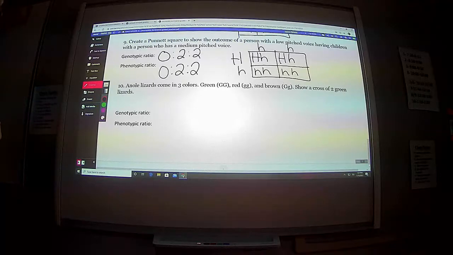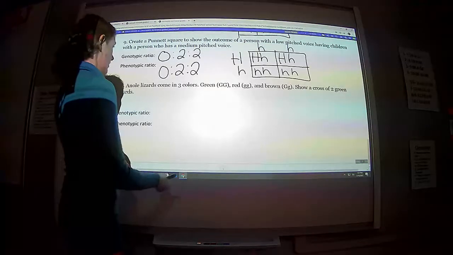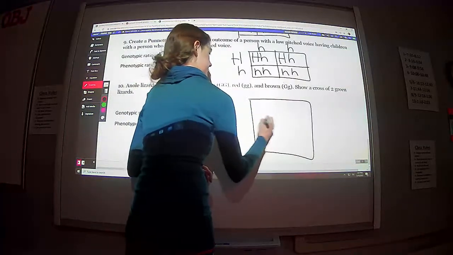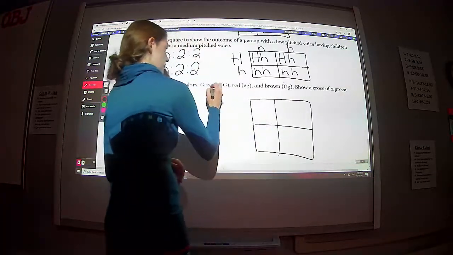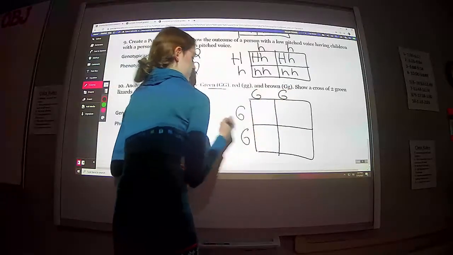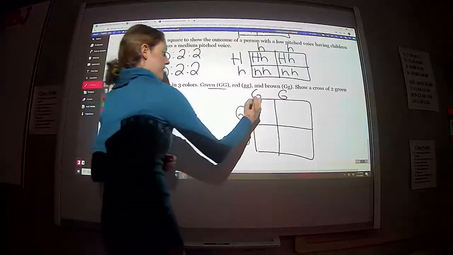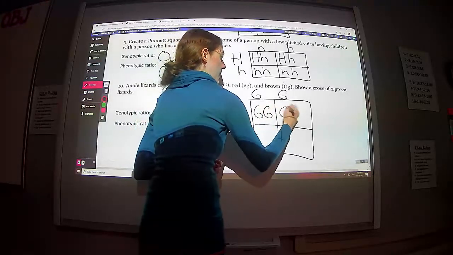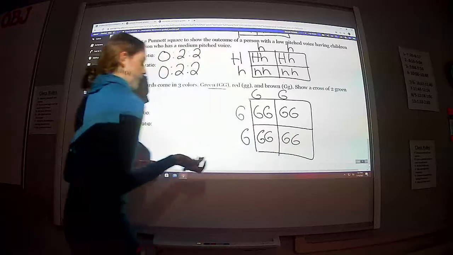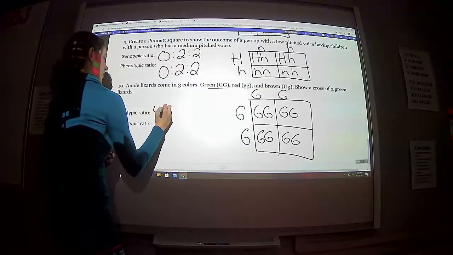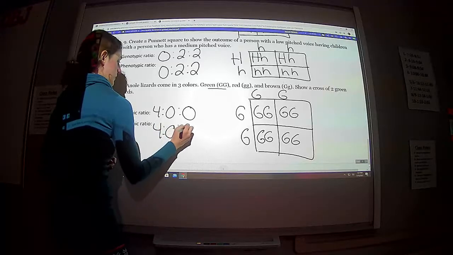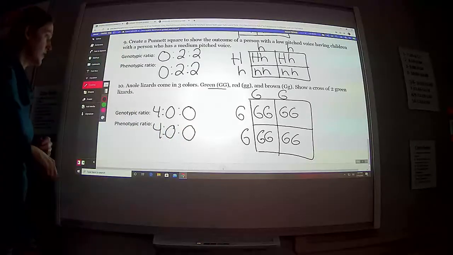Anole lizards come in three colors: green, red, and brown. Show a cross of two green lizards. So green is going to be the two capitals. And that cross is pretty simple since we only have one type of gene to cross here. They're all going to be dominant. They're all going to be green babies.